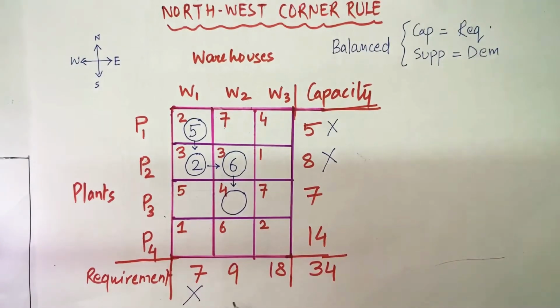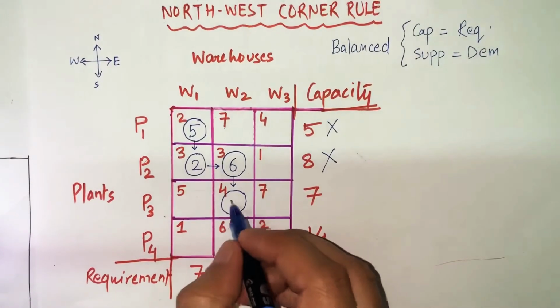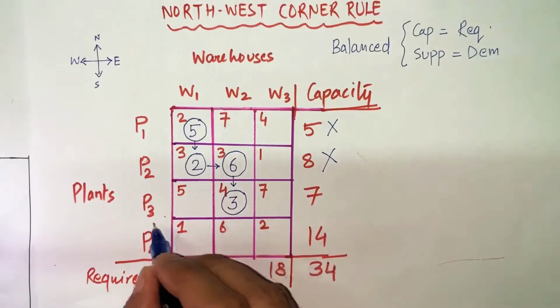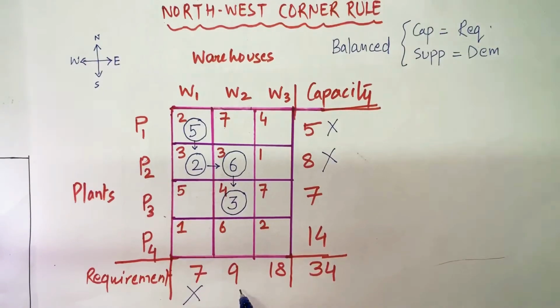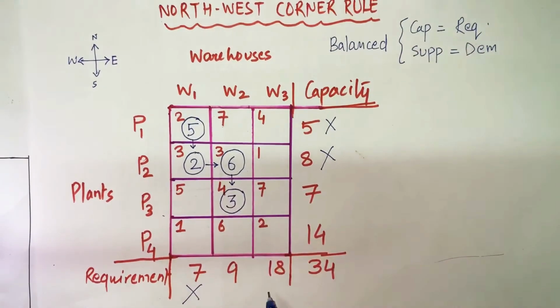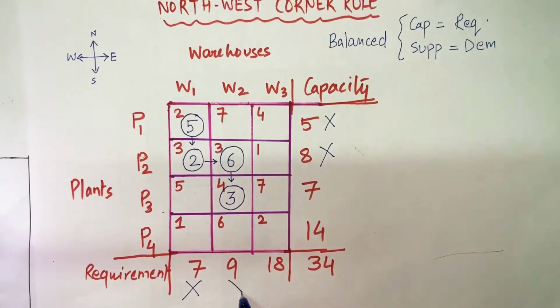Now I need to check, W2 requires 3 units. Do I have 3 units with P3? Yes, I have. I have actually 7 units. So I can easily ship 3 units from P3 to W2. Now W2 was needing 9 units, all are being shipped, out of which 6 from P2 and 3 from P3, and I am going to cut it off. That means the entire demand of market W2 is completed, finished, satisfied.